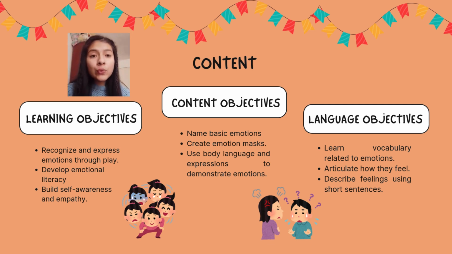In section 2, content objective, children will recognize and name basic emotions: sadness, anger, surprise, fear, and happiness. Also, children will use facial expressions and body language to demonstrate different emotions. In this part, the children will make their own emotion mask.